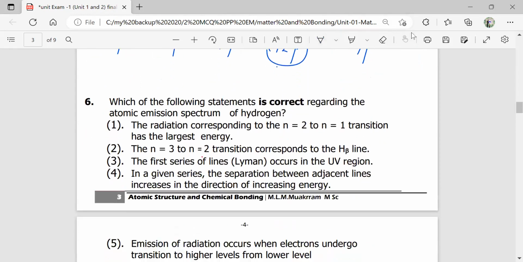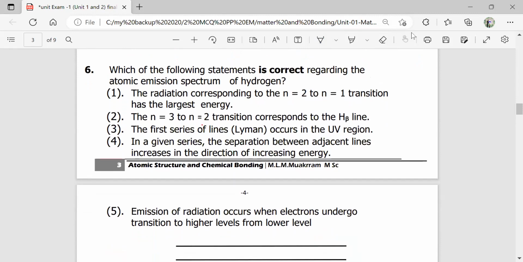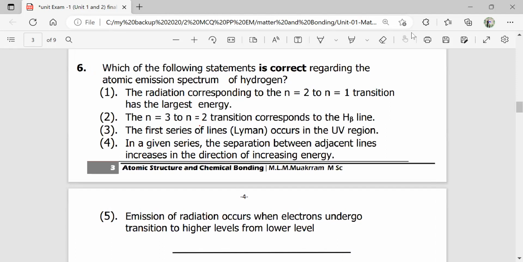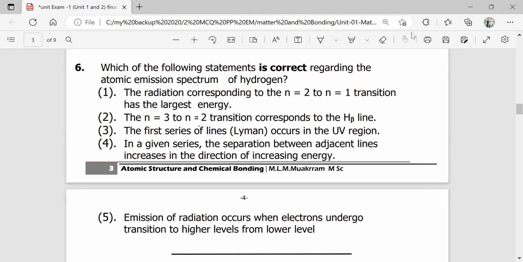Okay, let's move to question number 6. Which of the following statements is correct regarding the atomic emission spectrum of hydrogen? That's the question I'm putting. Actually, I didn't change anything. In the next session, I may prepare a Google sheet, an exam paper worksheet, so that we can understand how well you learn the content, rather than using a hard copy.